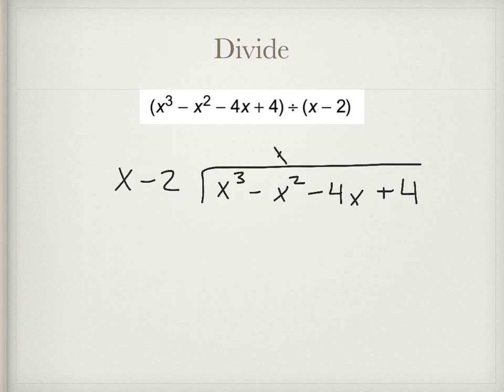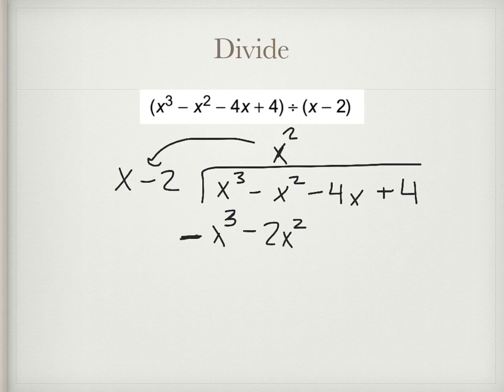We start with an x squared. X squared times x gives us x cubed. So we multiply the top with x minus 2, and we get x cubed minus what? 2x squared. And now we do what? Change the signs. So these will cancel out.